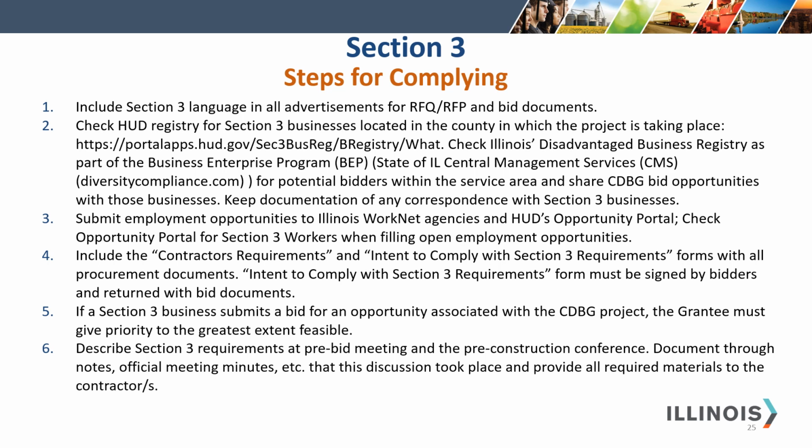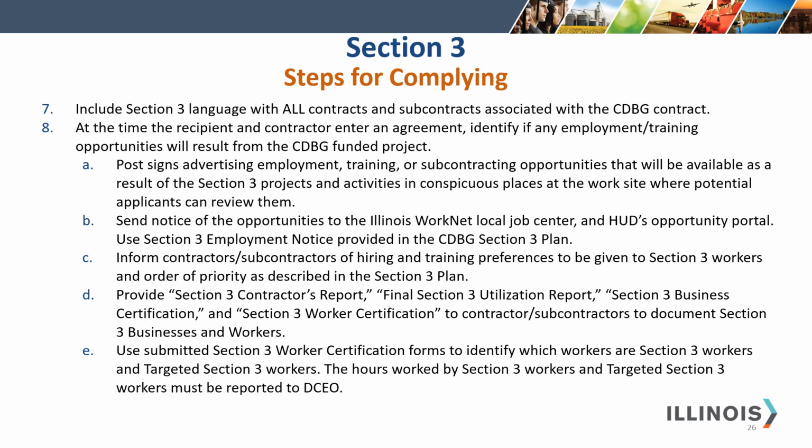6, describe Section 3 requirements at pre-bid meetings and the pre-construction conference. Document through notes, official meeting minutes, that this discussion took place and provide all required materials to the contractor. 7, include the Section 3 language in all contracts and subcontracts associated with the CDBG project. At the time the recipient and contractor enter into an agreement, identify if any employment or training opportunities will result from the CDBG grant-funded project.